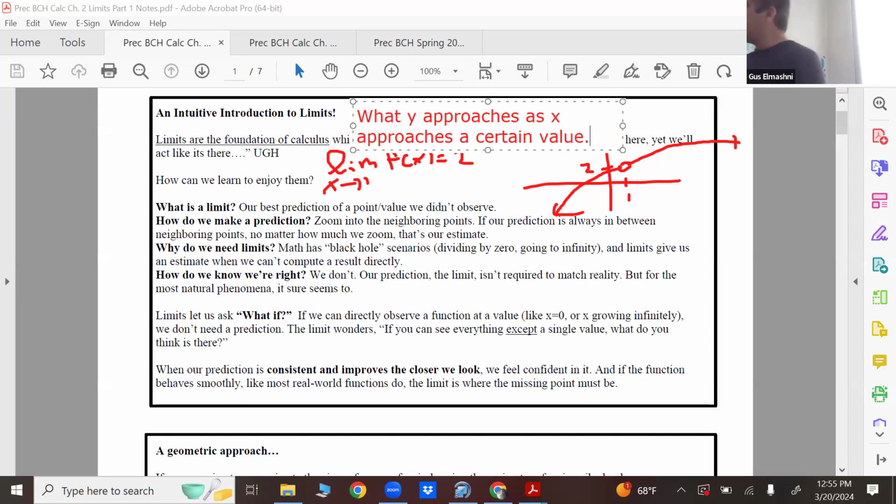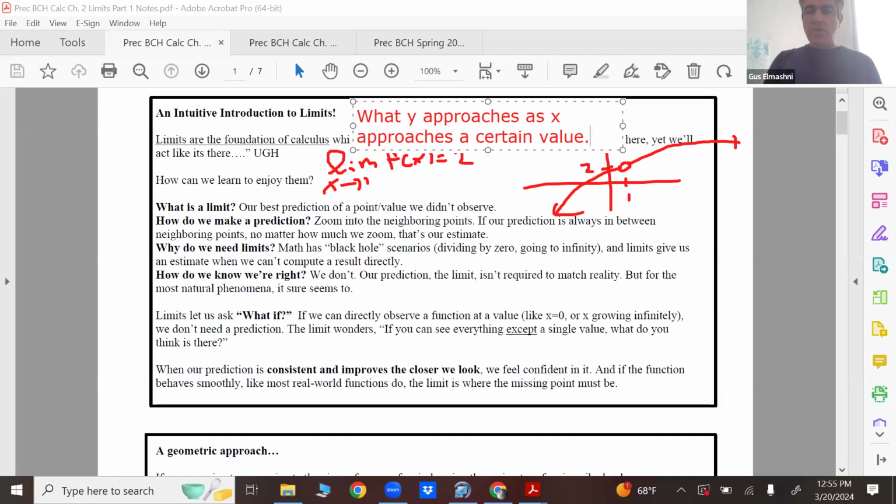That's what it means. But symbolically, we write LIM, which is short for limit. x arrow 1 means what x is approaching. f of x is the function you're working on. And then equals is whatever number y is approaching. So it's just a concise way of expressing all those words, right? What y approaches as x approaches a certain value.